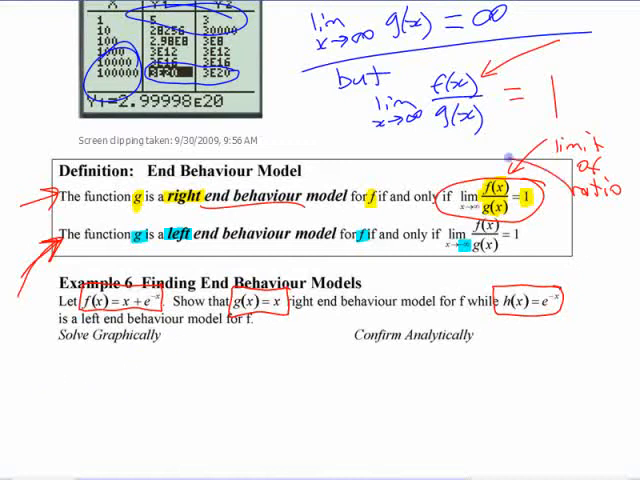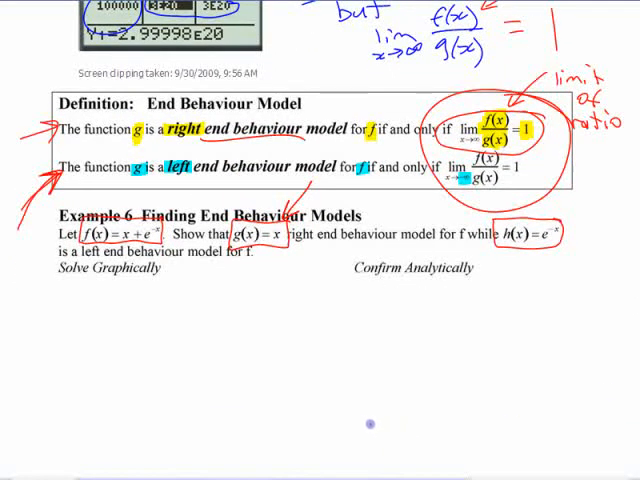Start with a statement like this where you're filling it in, and then try to simplify it algebraically and make an argument for why it works. The right end behavior model is going to be easier here algebraically than the left end behavior model. Can you try that for yourself or with a partner right now?